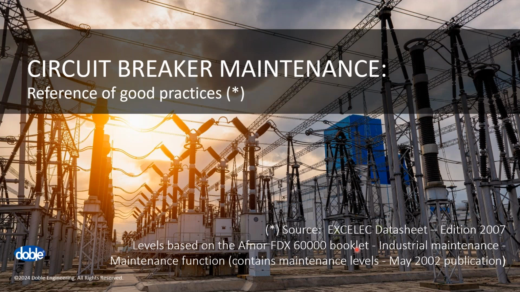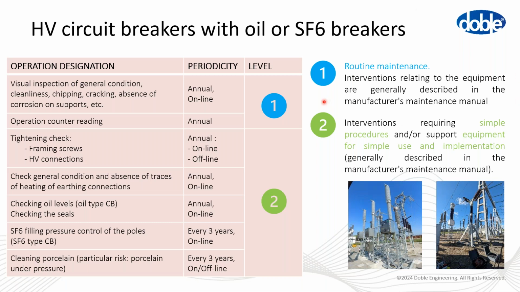Okay, let's talk about maintenance. We can find here, indicated with number 1, the routine maintenance, and with number 2 some simple procedures that you have to do or can easily implement, and here some description of what you have to do. The easiest one is a visual inspection. If you see it is not in good condition, is corroded or something like this, you have to act. You do it annually. And you also have to check the counter reading.